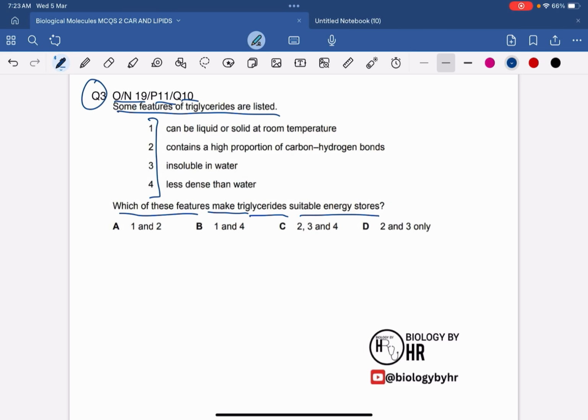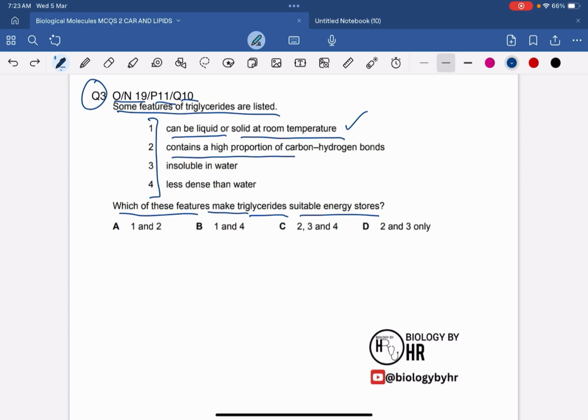Statement 1 says that it can be liquid or solid at room temperature. Yes, we know that the triglycerides can either be liquid or solid at room temperature, but it doesn't specifically give a function to store the energy. This feature is not specifically related to the storage of energy. This statement is correct, but it is not complementary to the features which make triglycerides suitable to store the energy.